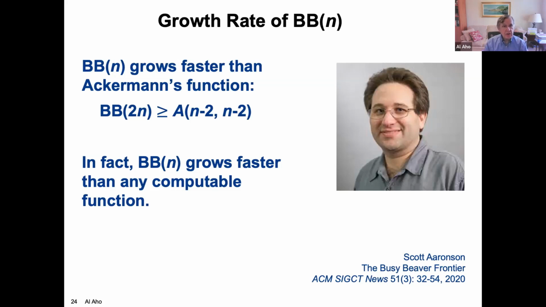The first observation is that the Busy Beaver function grows faster than Ackermann's function, that BB of 2n is greater than or equal to the Ackermann function on the arguments n minus 2, n minus 2. It is relatively easy to show that the Busy Beaver function grows faster than any computable function. And this was Radó's intent in publishing his paper to begin with, to show a simple, easy to specify function that grows faster than any computable function. So it's not computable.